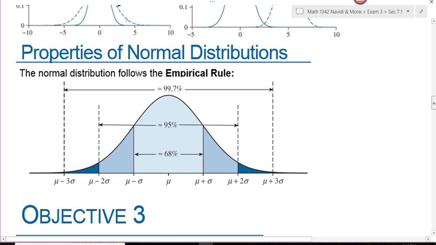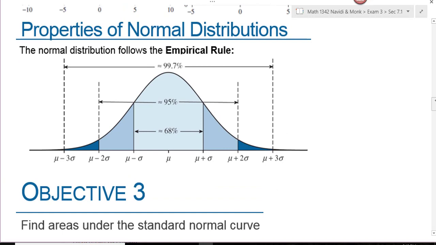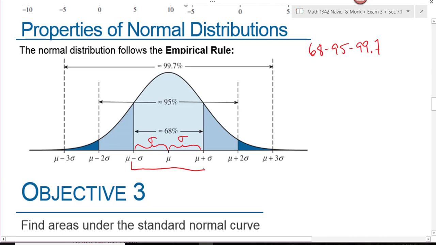Properties of normal distributions. We have looked at this before when we were studying measures of spread and measures of relative standing. Normal distributions follow what's called the empirical rule. You'll also hear me refer to it as the 68, 95, 99.7 rule because that's what these numbers are right here. These numbers represent the percentage of data that falls within one standard deviation of the mean. So right here, if I were to add a standard deviation to the mean, I stop right here. And if I were to subtract a standard deviation from the mean, I would stop right here. So between these two numbers, I would have 68% of my data.